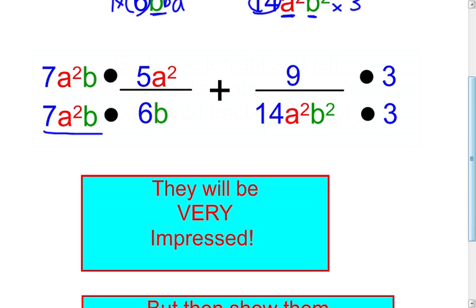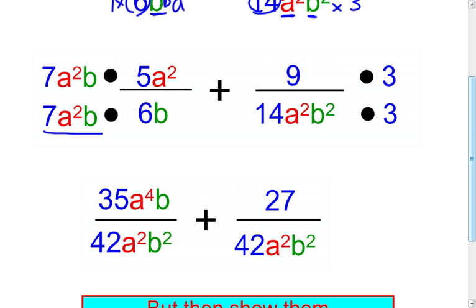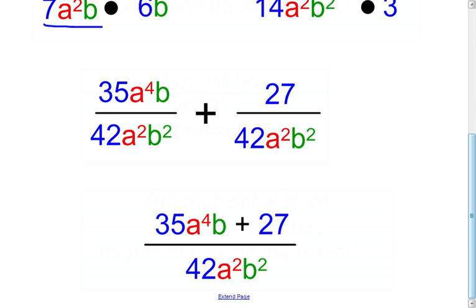And then when you multiply the tops out, 7 times 5 is 35. A squared times a squared is a to the 4th. And then you have a b. And then on the right side, 9 times 3 is 27. Okay, and of course the bottom, we know the common denominator is 42a squared b squared. Put that all together in one answer with your common denominator, and it should look like this.